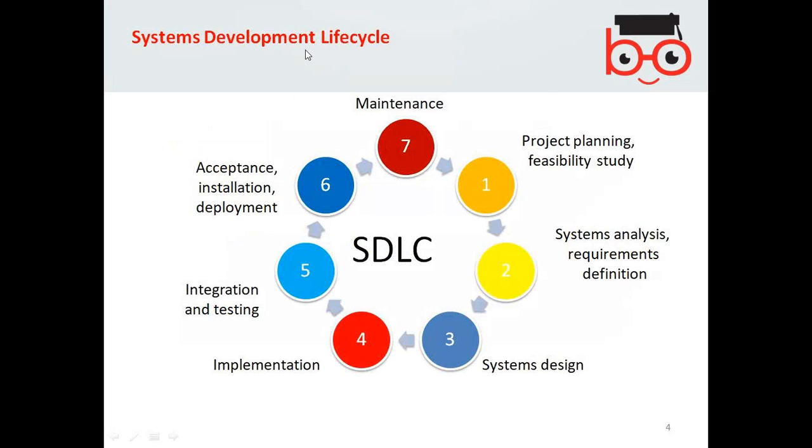Now, what happens in the system development life cycle? You start with planning and feasibility study, then you do the system analysis and requirement definition, then system design, implementation, integration, acceptance, installation, and deployment. So are you clear about the feasibility? For example, if you have a plan to make a project, then you need to look at whether it is feasible to go ahead with it or not.